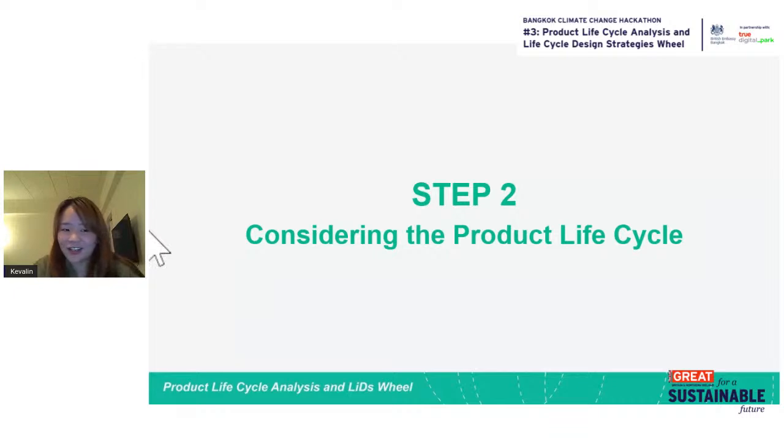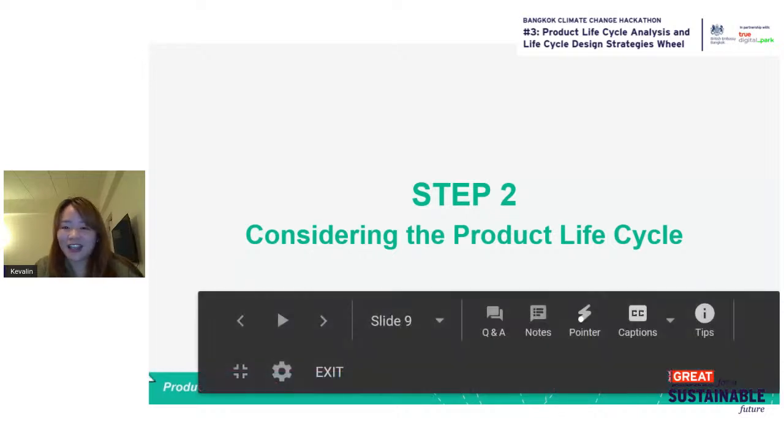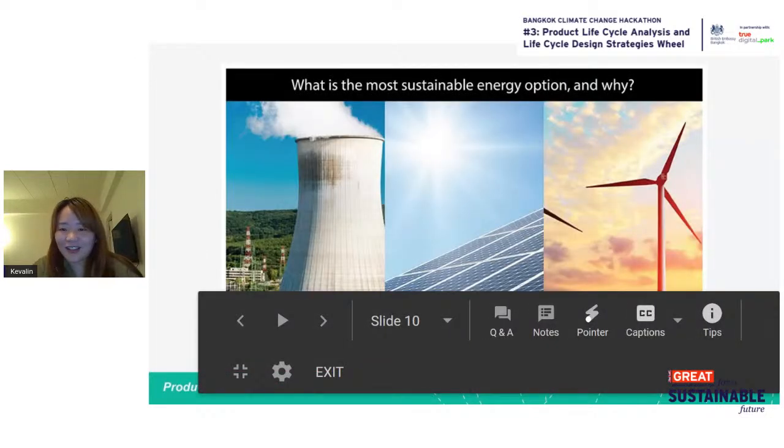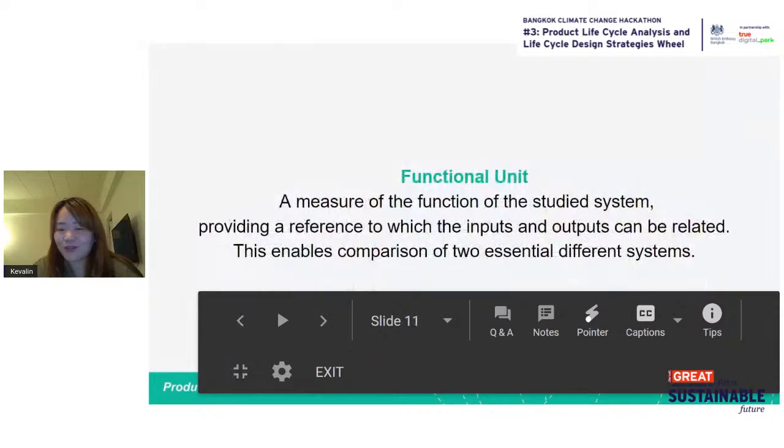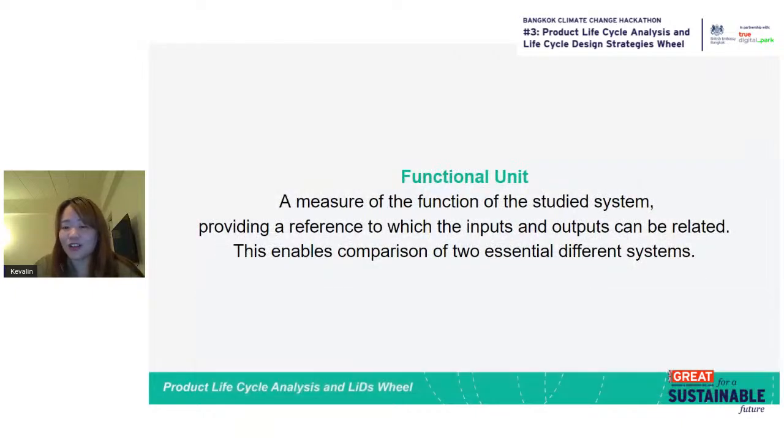In the next slide, you will see the academic term of functional unit and what it means. Actually, functional unit means a measure of the function of the studied system, providing a reference to which the inputs and the outputs can be related. This enables comparison of two essentially different systems.